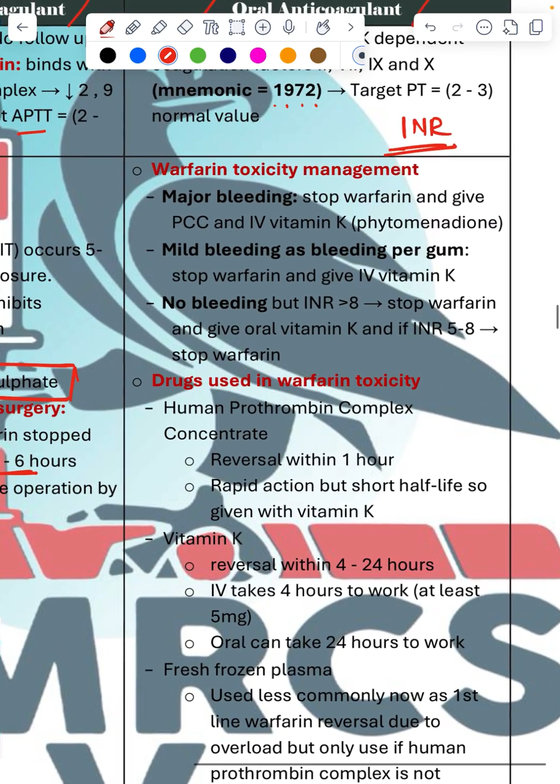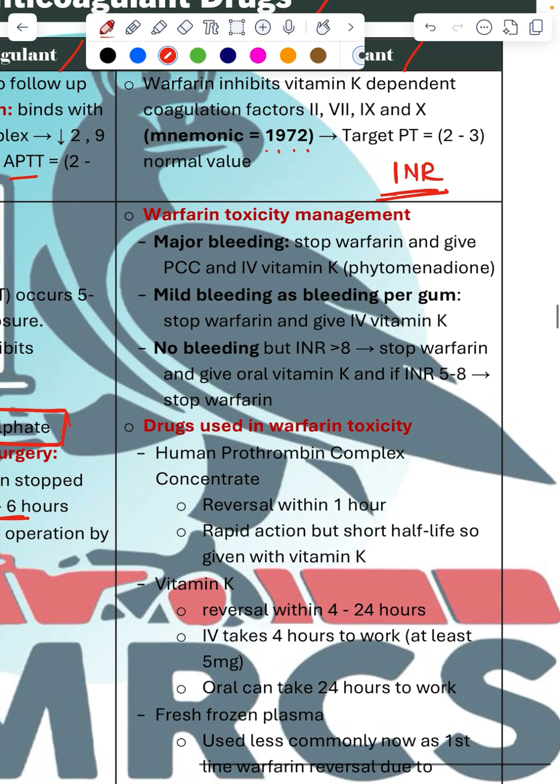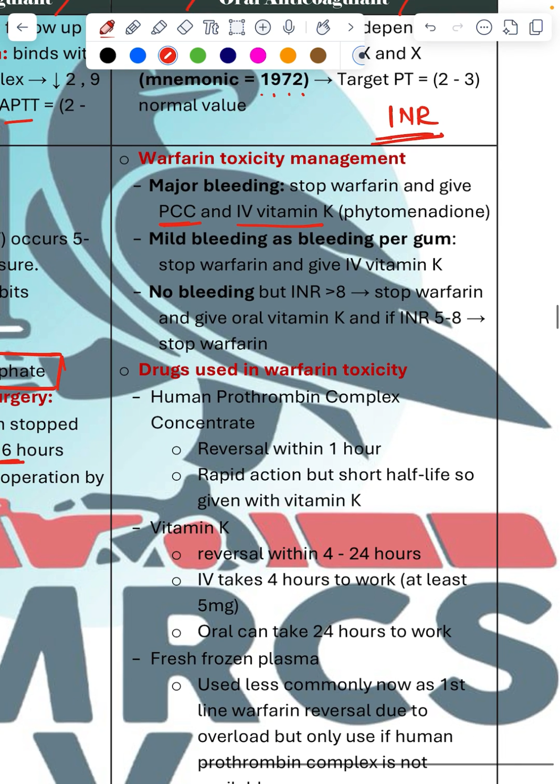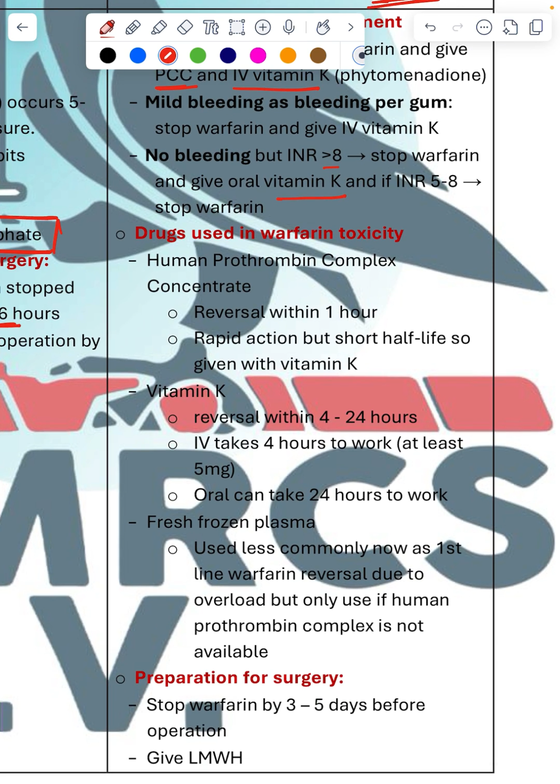Now here if you see a person is given vitamin K, person is getting warfarin, it may create toxicity and major bleeding. Stop warfarin, give prothrombin complexes and vitamin K IV, it will reverse. No bleeding but INR is increased, stop warfarin and give only oral vitamin K. If there is toxicity, patient is bleeding a lot, so you got to give human prothrombin complex. It reverses immediately within an hour. Rapid action, so it has short life, so along with this you have to give vitamin K.